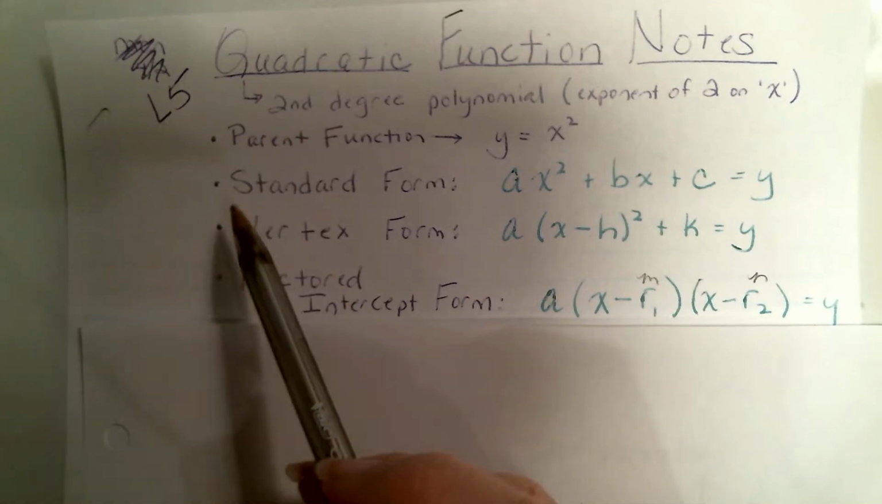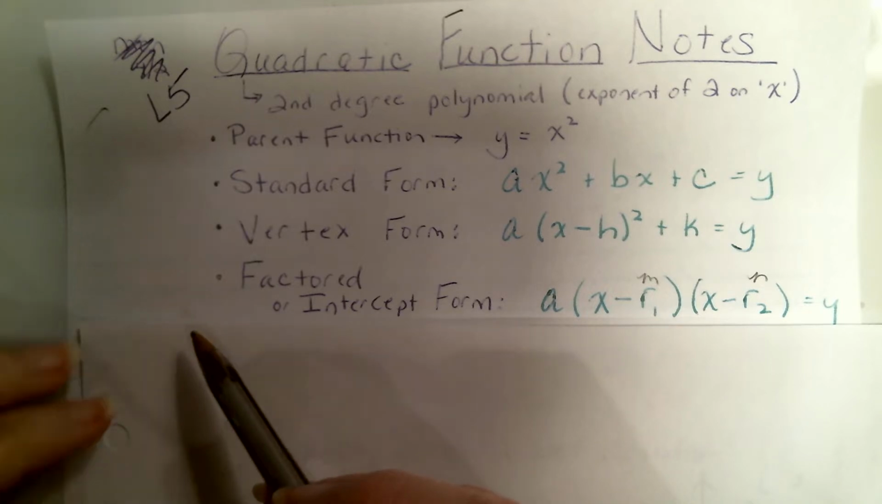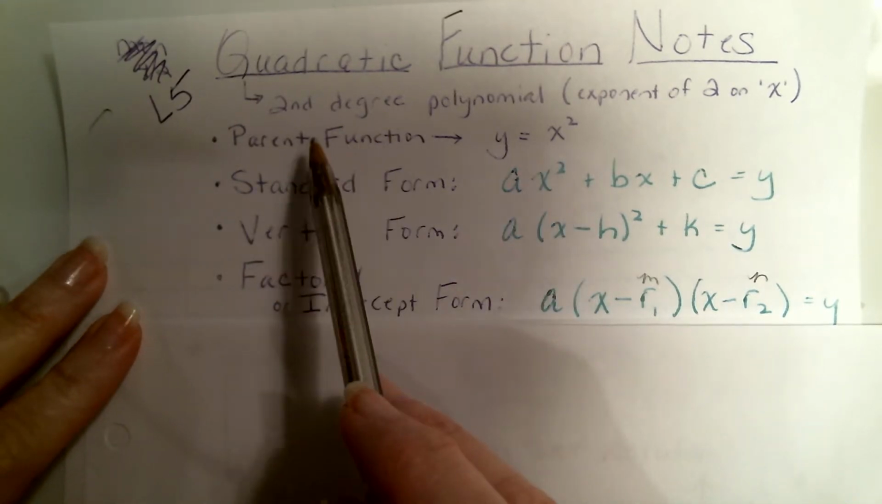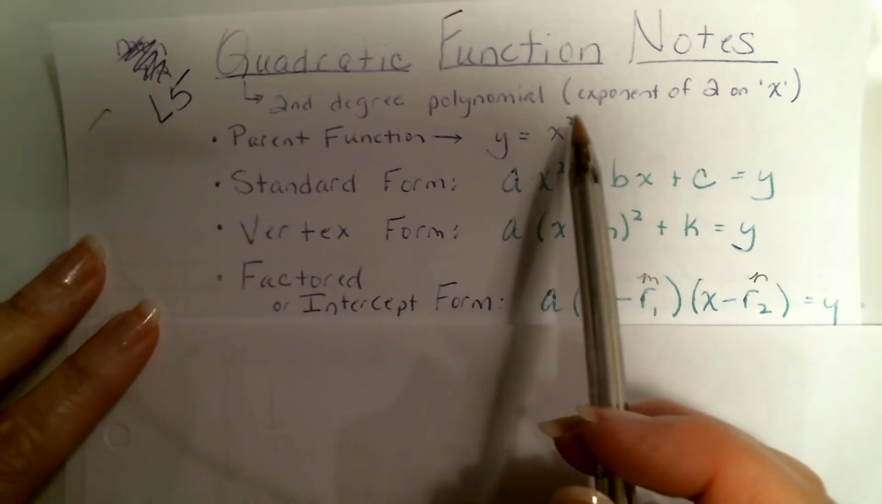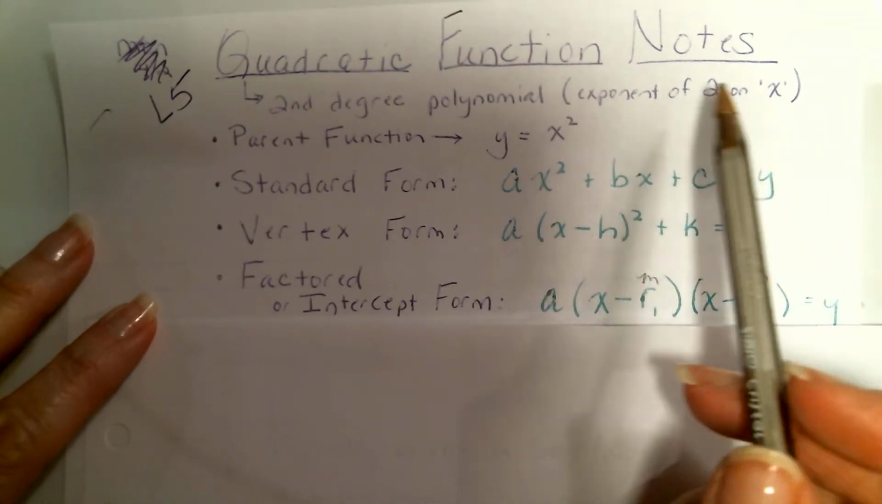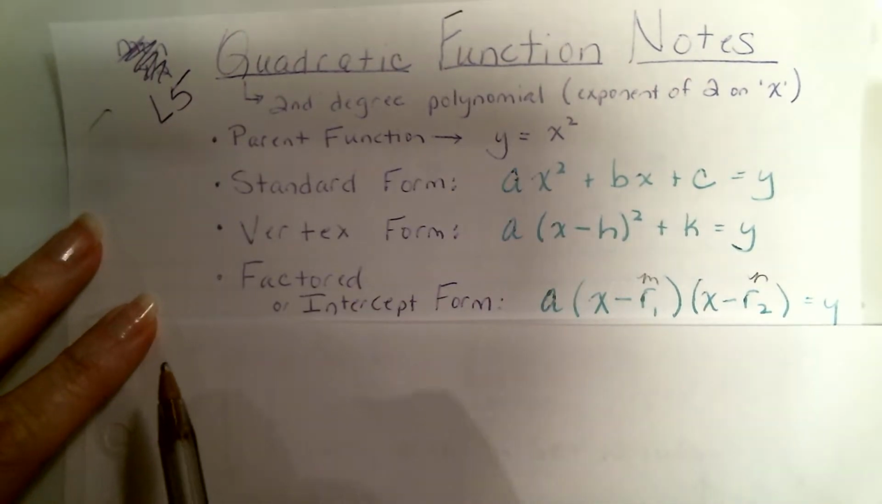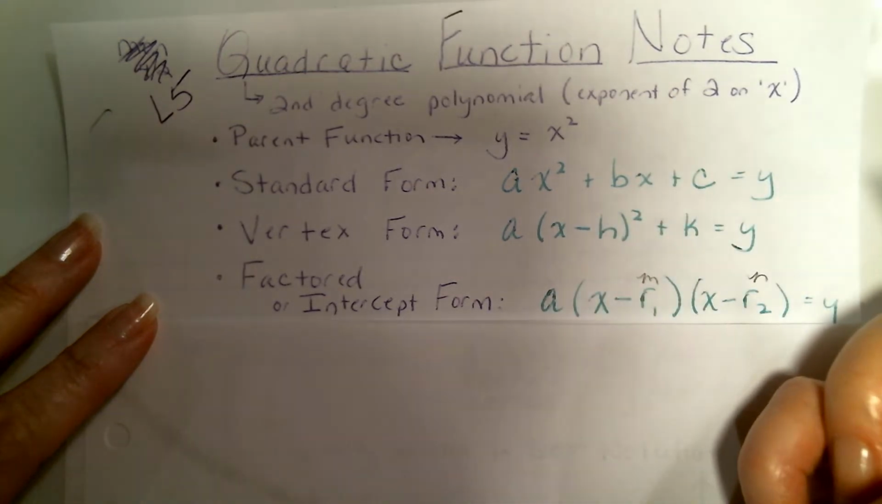So this is kind of summing up some of the stuff that we already know, but let's talk a little more about solutions, which we haven't so far. Quadratics, remember, are second degree polynomials. That just means they have an exponent of 2 on the variable. If you remember, a parent function is just the most basic quadratic.